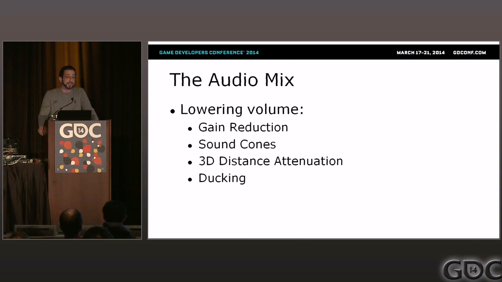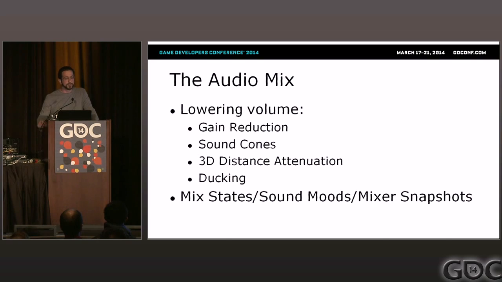many of these things. For example, gain reduction, sound cones so that as I turn my head, I get quieter, 3D distance attenuation, and ducking, which is the process of lowering the volume of sounds whenever other sounds are playing. And all these things are either built into your audio engine or they're really easy to implement. There's also more advanced features.